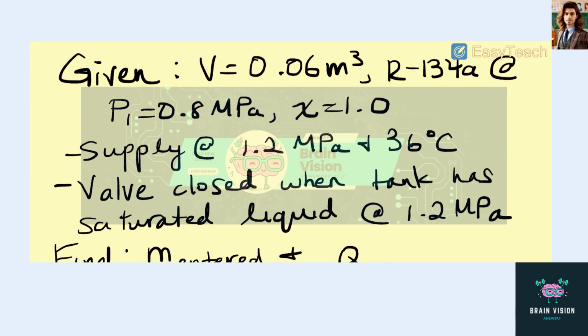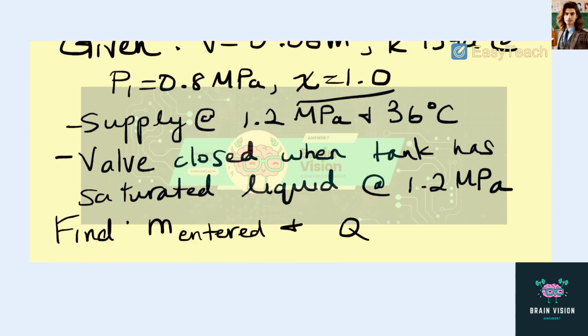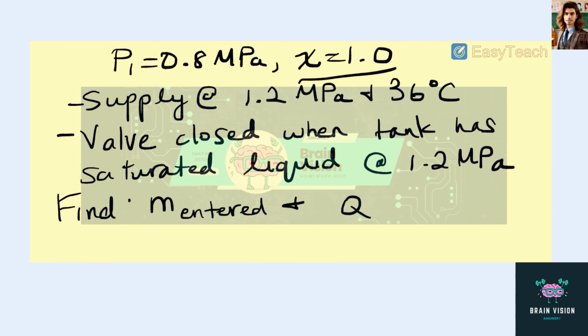What we have is a rigid tank of volume 0.06 meters cubed of R134a at an initial pressure of 0.8 megapascals and 100% quality, as indicated here. We have a supply line at 1.2 megapascals and 36 degrees C, to which a valve is opened and the tank starts to fill up. The valve is closed when the tank contains entirely saturated liquid at 1.2 megapascals. What we're asked to find is the mass of refrigerant that enters and the total heat transfer.